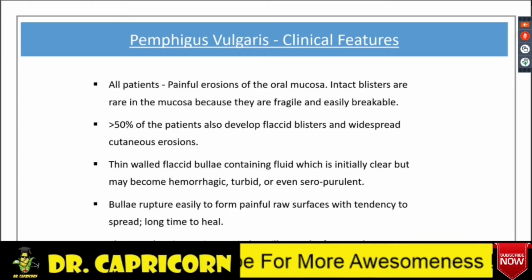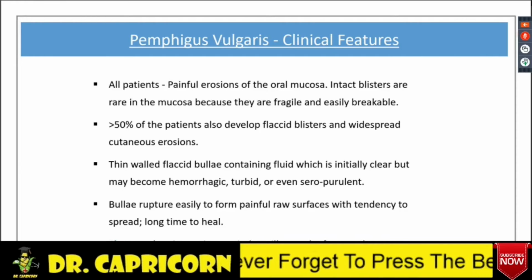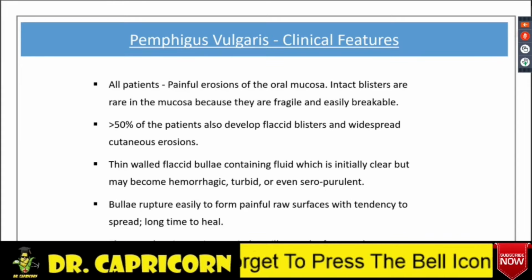The clinical features of pemphigus vulgaris: basically all patients get painful oral erosions, but intact blisters are very rarely found on the mucosa, as the blisters are very fragile and flaccid and easily breakable.